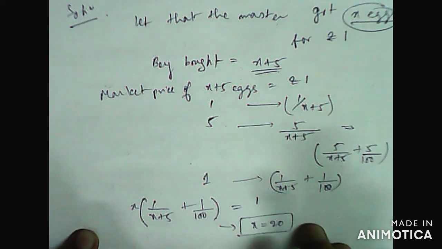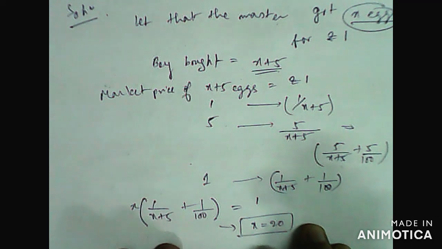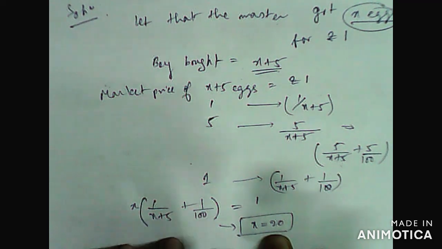That means the question asks you what? How many did the master get for a rupee? So the master got 20 for a rupee because we had assumed that he got x. So I hope you have understood quadratic equations well.